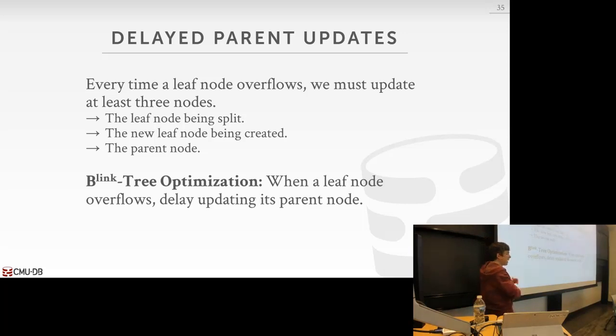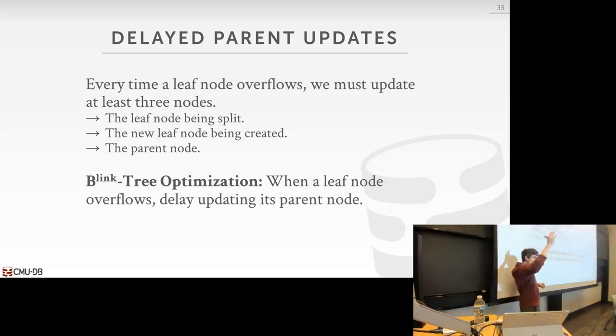So normally, every time we have to do an overflow, have to do a split in a node, we have to update three nodes. We have to update the node being split, we have to create a new node to overflow into, and then we have to update at least one parent in our ancestry to now accommodate that new separator key for the new node that we added.